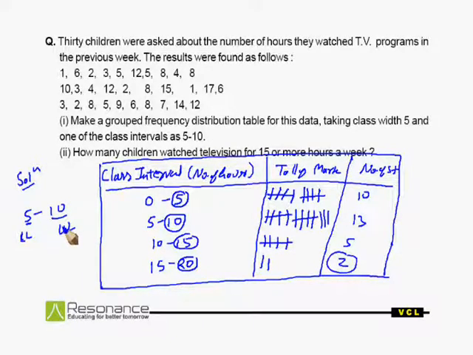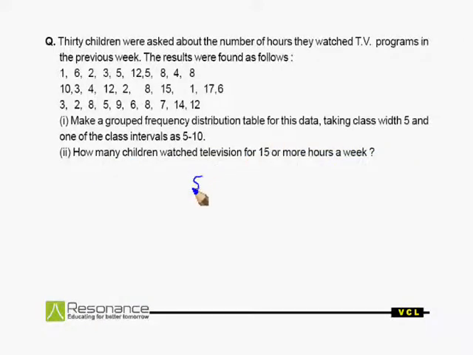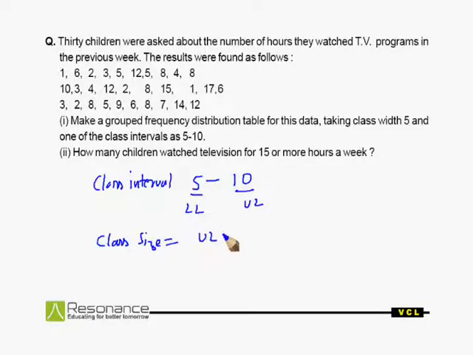The difference between the upper limit and the lower limit of a class interval is called the class size. We take a class that is from 5 to 10. This is our class interval. In this, the 5 is called the lower limit and 10 is called the upper limit of this class interval. So now we define class size. Class size means the difference between the upper limit minus the lower limit. That is 10 minus 5, which is 5, is the class size.